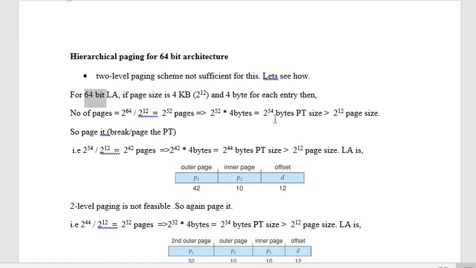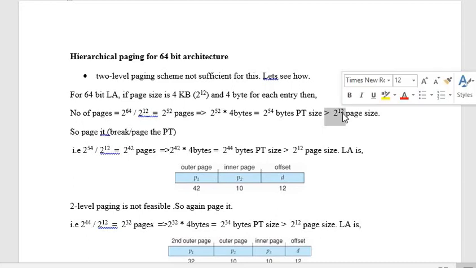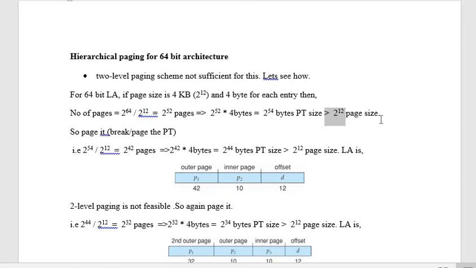When you want to fit this page table in one frame, what is the frame size? It is equivalent to the page size, that is 2 to the power of 12. Since the page table is 2 to the power of 54, it is not possible to fit it in a frame of size 2 to the power of 12. So what is the solution? We need to page the page table. Paging it means breaking the page table into pages, and of course the page size is the same, 2 to the power of 12.